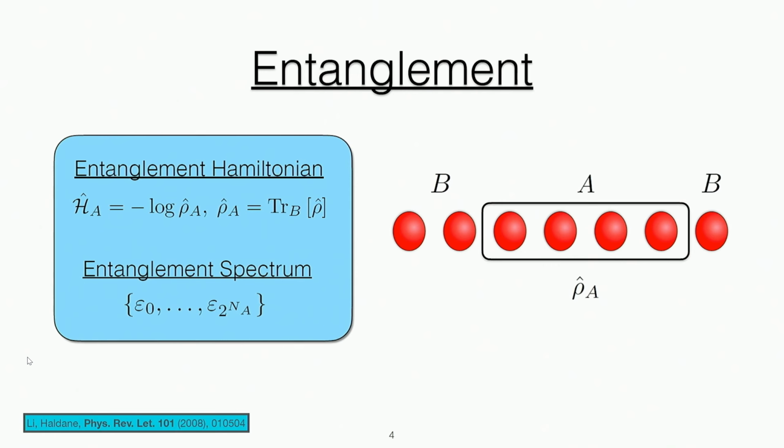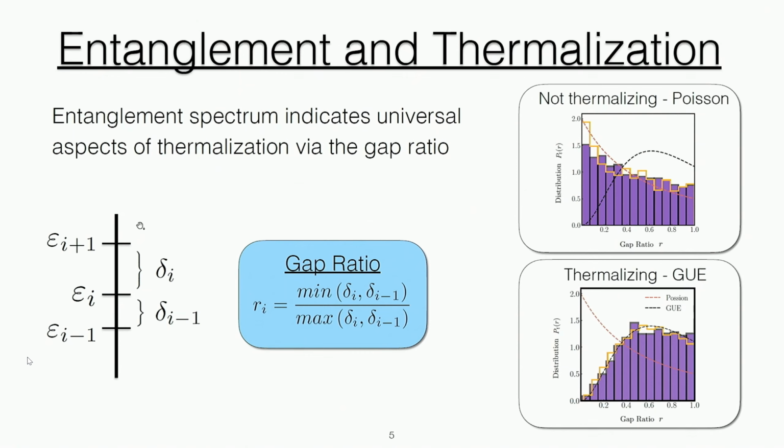And you can see this by looking at level repulsion. Level repulsion basically tells you how correlated the different levels in your spectrum are, or how close they want to be together. And you can quantify this by looking at the gap ratio. So if you consider adjacent levels in your spectrum right there, and you consider the gaps between them, you can form this ratio and look at the distribution of that ratio over the entire spectrum.